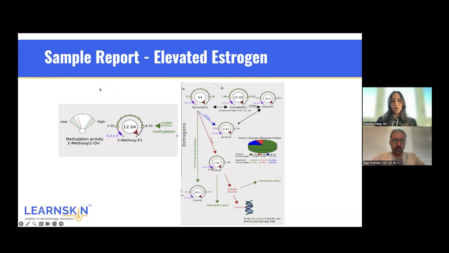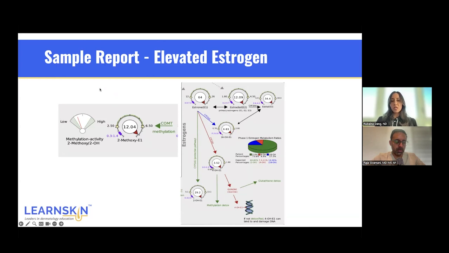And then I want to talk about the methylation pathway and that 2-methoxy-E1. So methylation is quite a buzzy word nowadays. And so it basically tells us, are we able to break down a lot of different B vitamins? Are we able to methylate them? Are our tissues able to process them as well here?